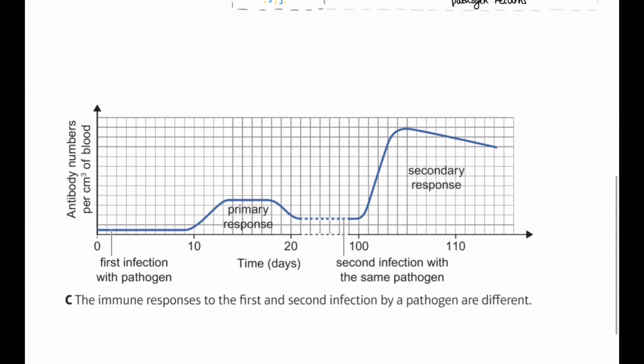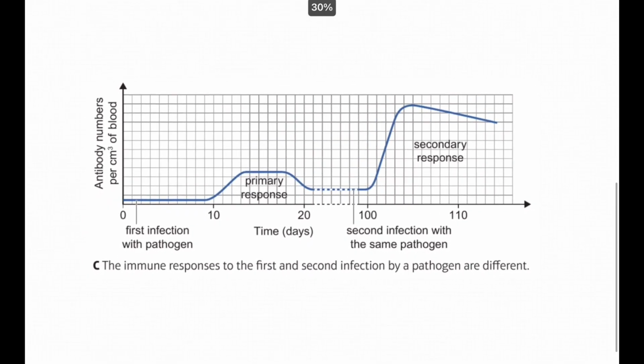We lastly need to look at this graph. Perhaps pause the video for a moment and try and understand it for yourself. So along the x-axis at the bottom we have time in days, and on the y-axis up the side we've got antibody numbers per centimetres cubed of blood. You'll notice along the bottom we've got 0 days, 10 days, 20 days, then there's a little gap for a moment, and then it picks back up again at 100 days onto 110 days, and so on.